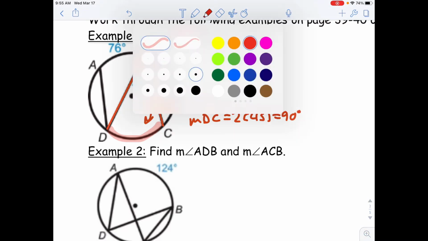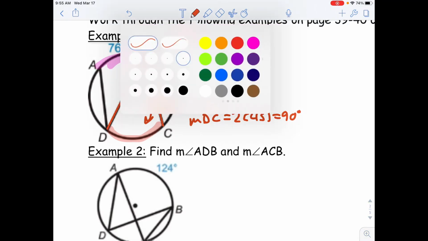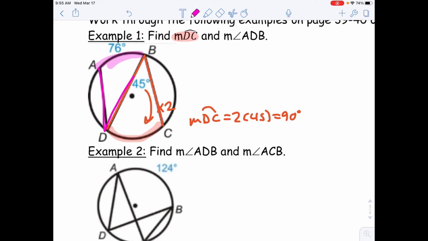And then in this next one right here, we've got the arc. We need the angle. Well, in this case, I'm just going to go the reverse. I'm going to divide by 2. So the measure of angle ADB is equal to 76 divided by 2, or 38 degrees.